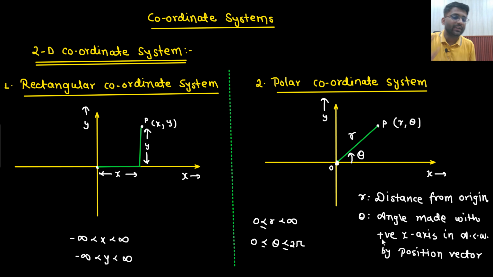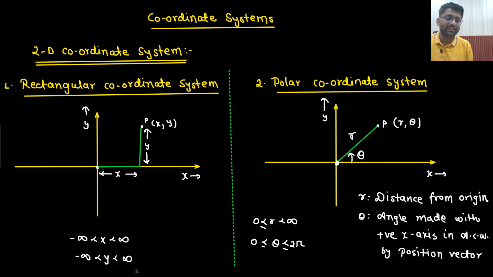And what about the value of theta? Let's say there was some point here. You would say it is at distance r from origin, making an angle of theta with the positive x-axis. This theta can be greater than 180 degrees, so theta can rotate completely in this manner. So theta can go from 0 to 2 pi, that means 0 to 360 degrees. Is that clear to you?